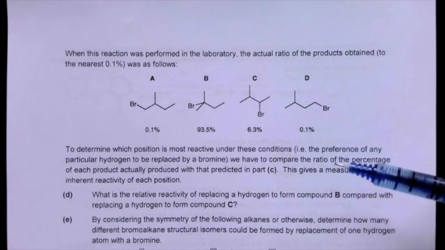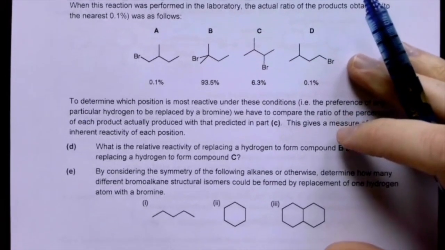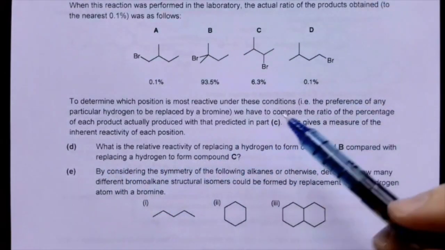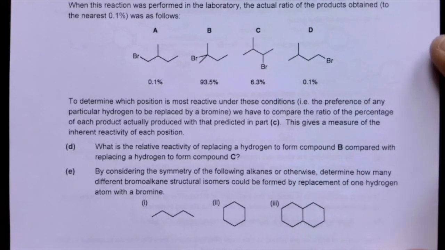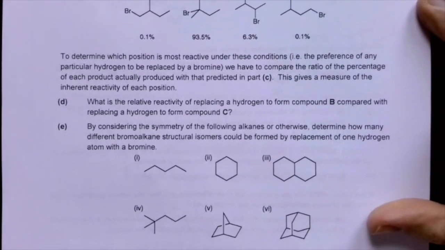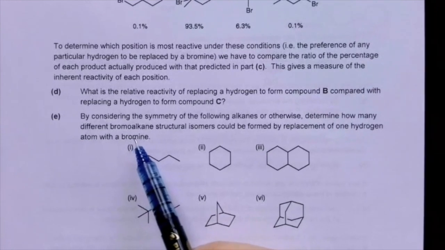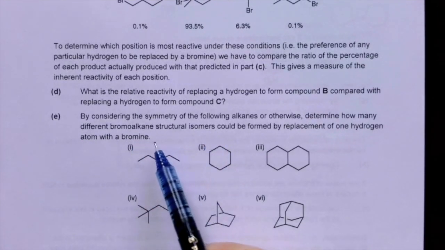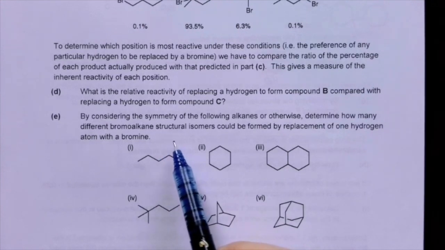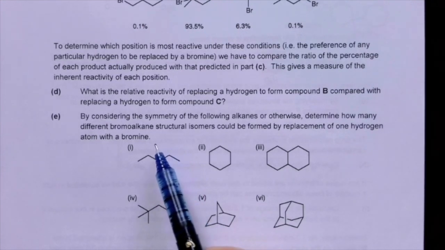All right, so question D is just a bit of maths. If you read the explanation, it's fairly straightforward how to do that. And then we move on to E. By considering the symmetry of the following alkanes or otherwise, determine how many different bromo-alkane structural isomers could be formed by replacement of one hydrogen atom with a bromine.